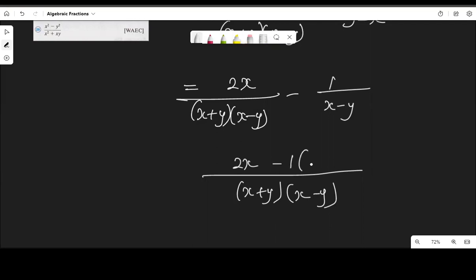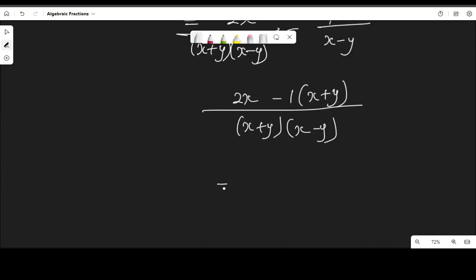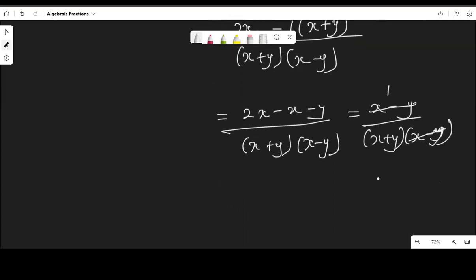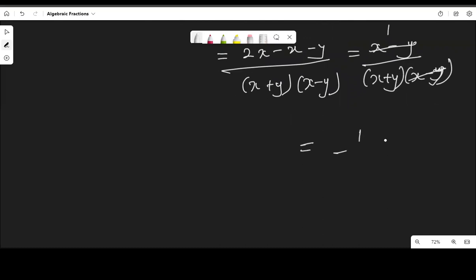I have minus 1 times x plus y, which is 2x minus x minus y over x plus y times x minus y. 2x minus x is x. I have x minus y over x plus y times x minus y. X minus y divided by x minus y is 1. So my final answer is 1 over x plus y.